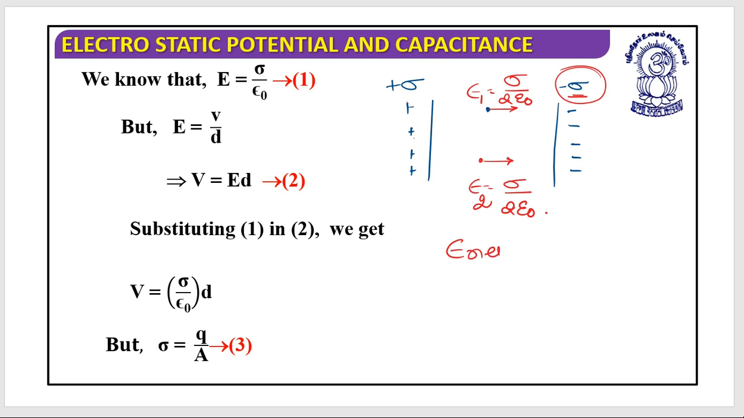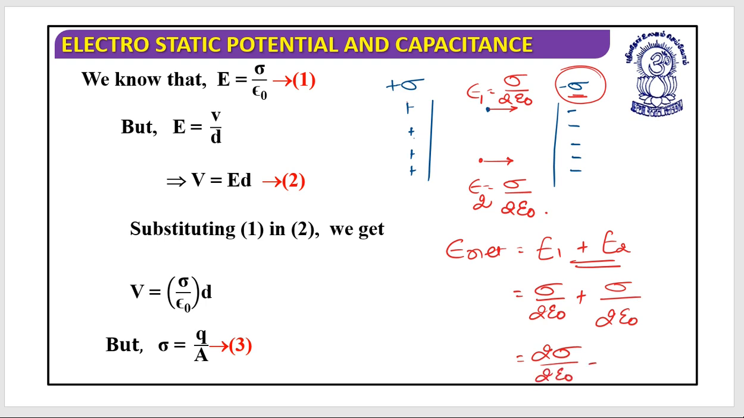When I write E net, that should be equals to E1 plus E2. So this E1 plus E2 is sigma by 2 epsilon naught plus sigma by 2 epsilon naught, that is equals to twice of sigma by 2 epsilon naught, and this will be sigma by epsilon naught. I hope this is clear. So we know the electric field inside the plate would be equals to sigma by epsilon naught, and we know that E is equals to V by D as well as V is equals to E into D. So V is equals to the value of E, sigma by epsilon naught, into D.